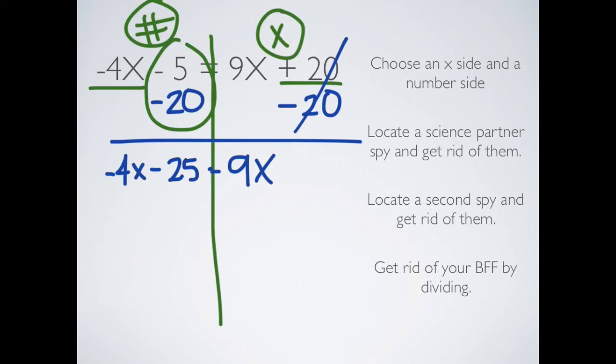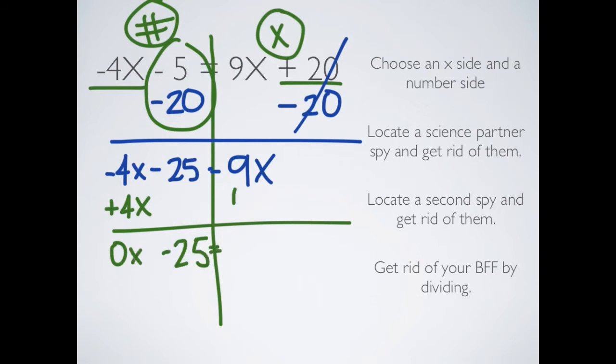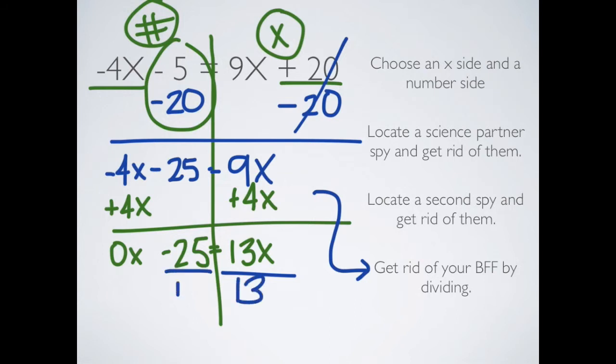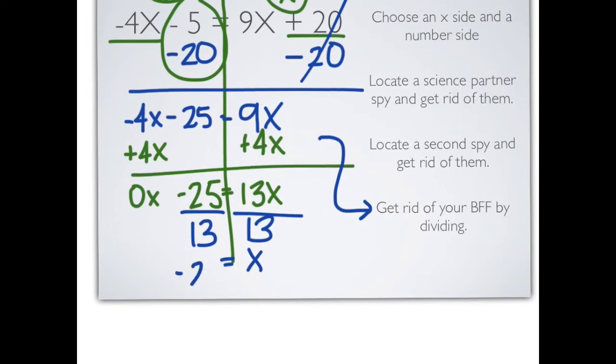We also need to get rid of the negative 4x. I add 4x to make it go to 0. Negative 25 equals 13x. My very last step is to get rid of my BFF by dividing. So I divide by 13 on both sides. x equals negative 25/13, or negative 1 12/13.